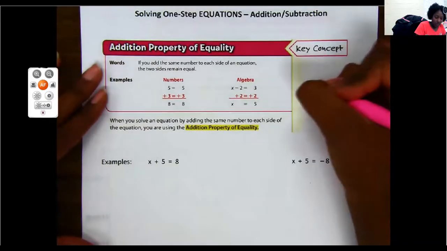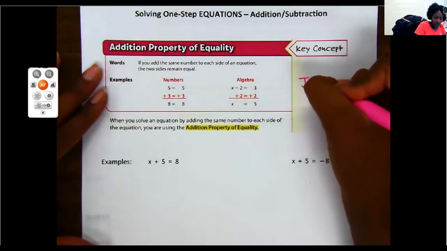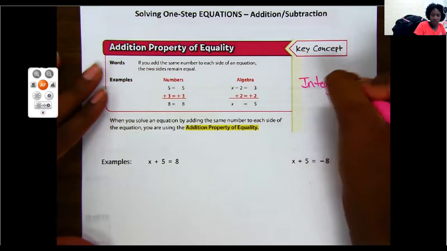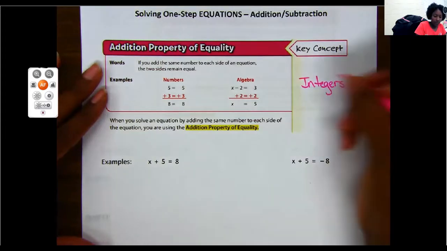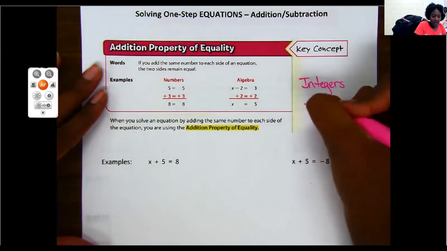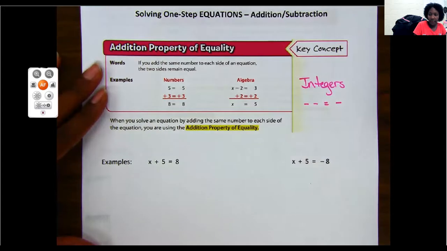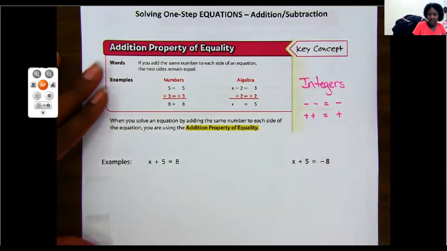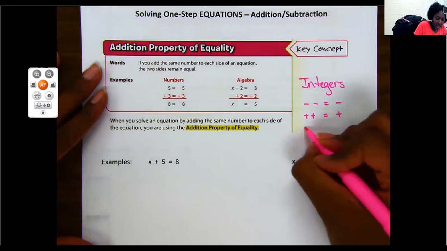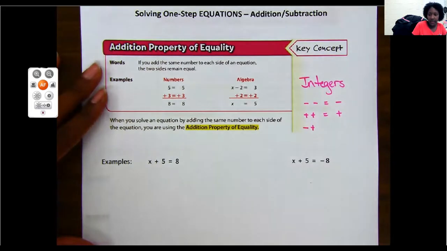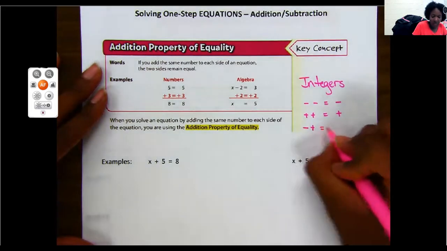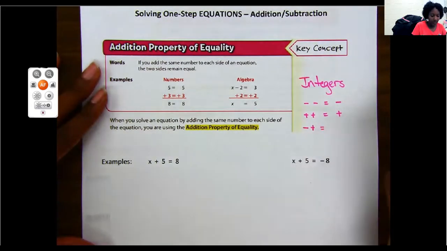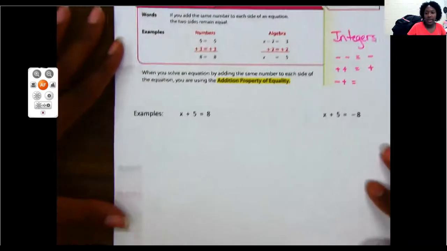Remember our integer rules, ladies and gentlemen, from earlier in the year? When we're adding and subtracting integers, a negative and a negative stays a negative. A positive and a positive stays a positive. If they have different signs, you keep the sign of the bigger number, okay? So let's go ahead and look at it.